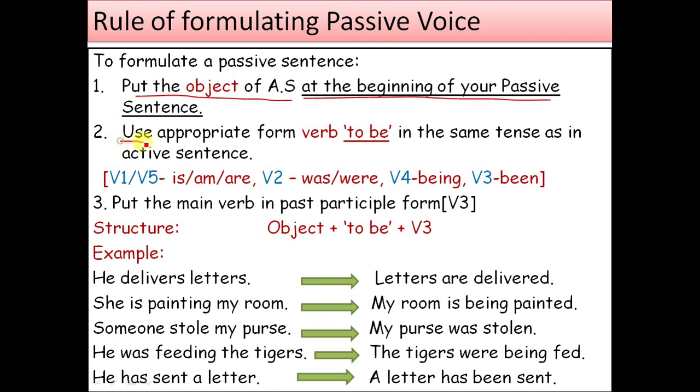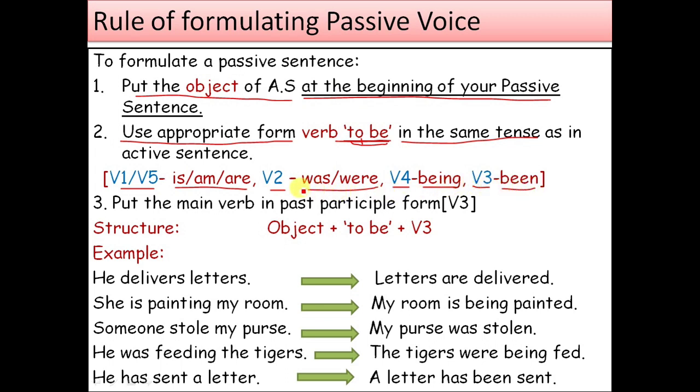Second, use the appropriate form of verb to be in the same tense as in the active sentence. Here to be verb means assisting verb, helping verb or auxiliary verb like is, am, are, was or were. To be verb in the same tense as in the active sentence, it means if the active sentence is simple present, use is, am, are. If it is in simple past, use was or were. If it is continuous, use being, and if it is perfect, use been.